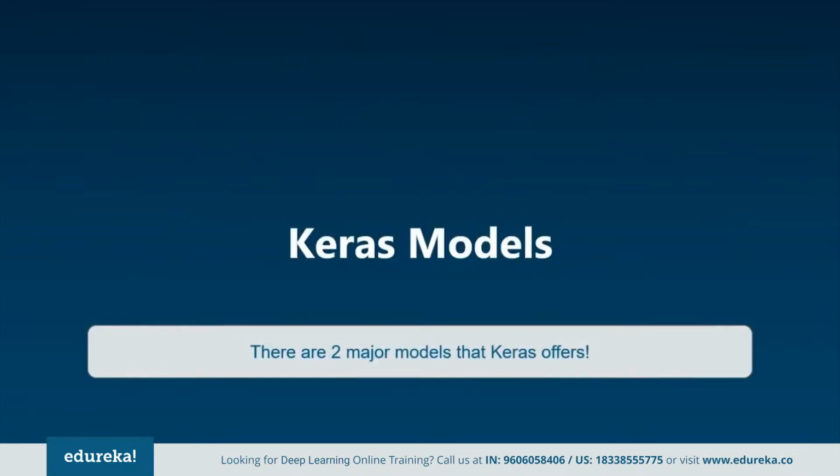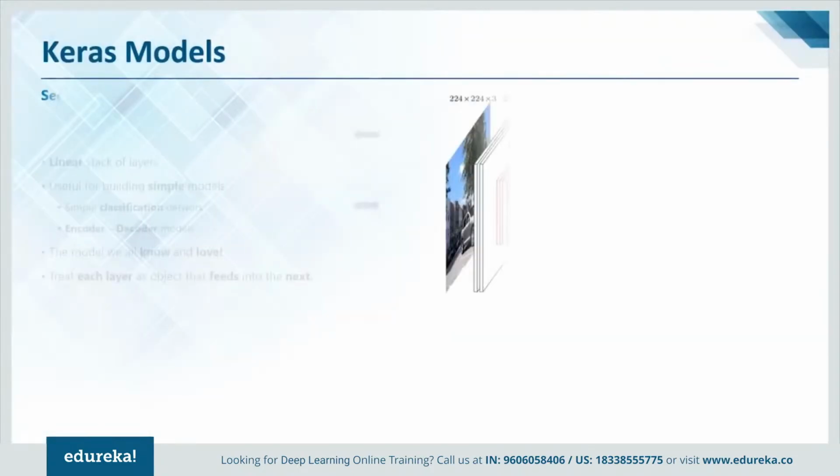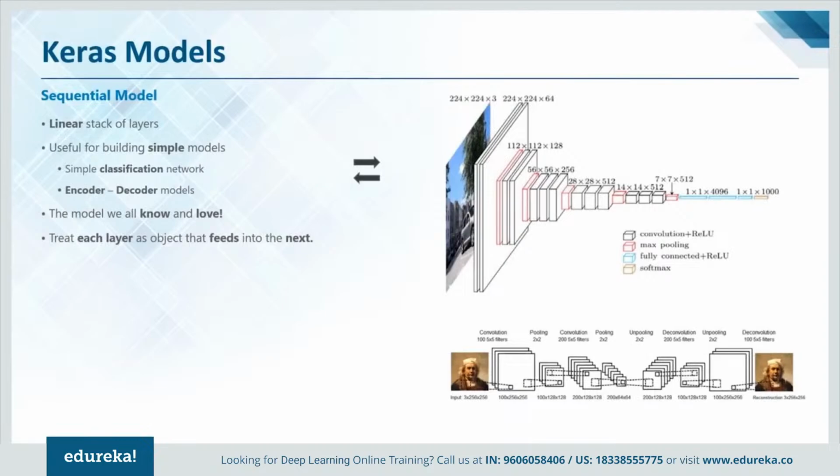So next, let's dive a little bit deeper and check out the two major models, guys. The first model is the sequential model. The working is basically like a linear stack of layers. The first thing that comes into my mind when I think about the layered approach is the sequential model. It is majorly useful for building simple classification networks and encoder-decoder models, guys. And definitely yes, this is the model which we all know and love. So here we basically treat every layer as an object that feeds into the next layer and so on.